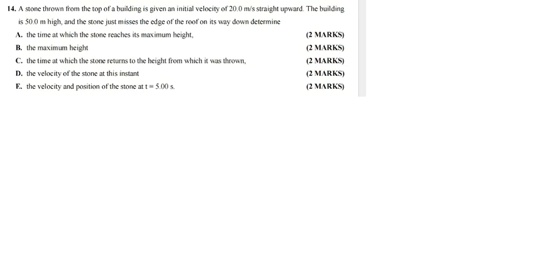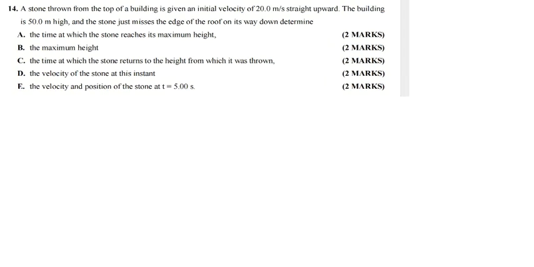Now, let's go ahead and also talk about this interesting question, which is question 14. So, as usual, we first have to come up with a free body diagram. Like I said, let's first read the question. A stone is thrown from the top of the building, giving an initial speed of 20 meters per second, straight upward. So, this is a different scenario.